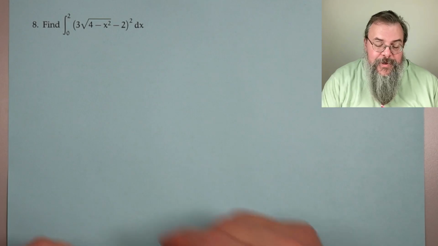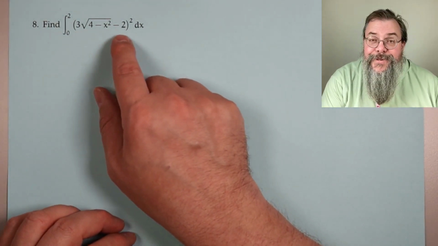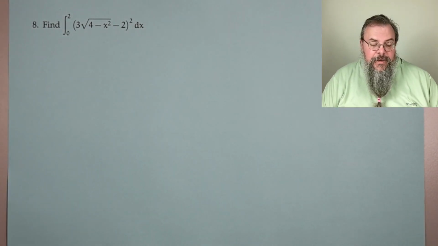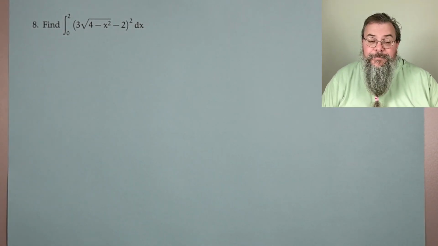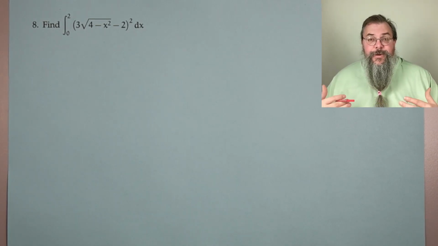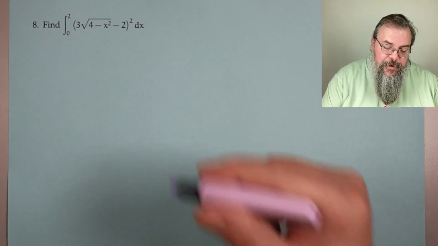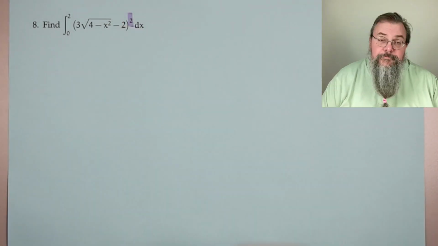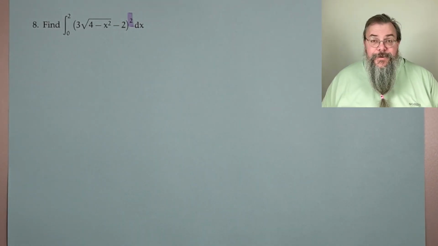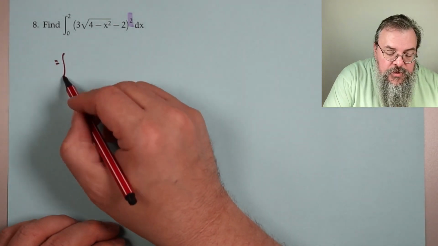Find the integral from 0 to 2 of (3 square root 4 minus x squared minus 2) quantity squared. Whew, okay. Well, let's figure this out. Now, not recognizing this function right away, we say, is there anything we can do to rewrite it? And we can't help but notice we see a square here, so probably we should square it. That's right, we're going to do some algebra. We're going to have some fun with algebra.